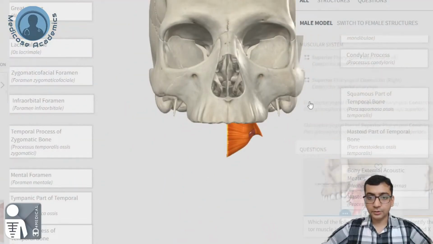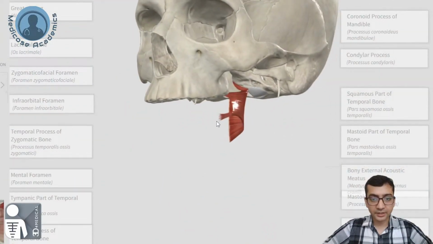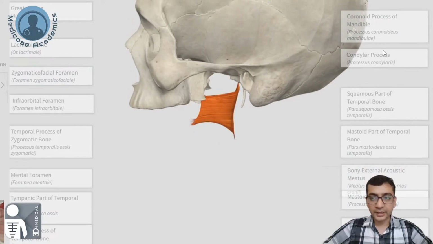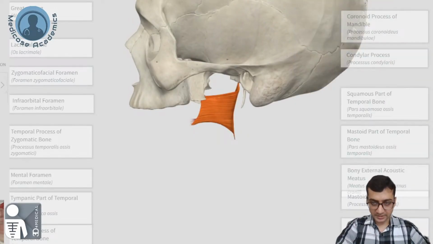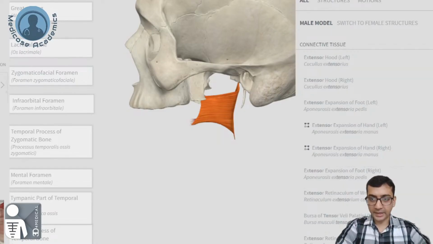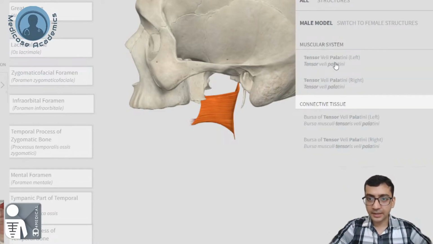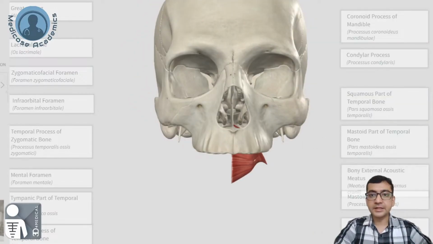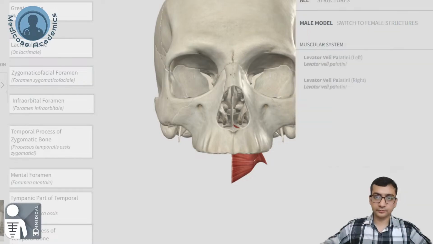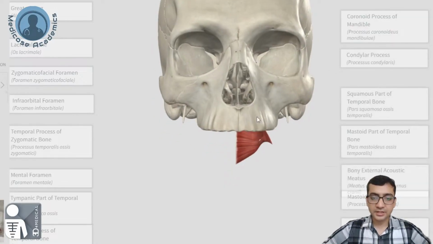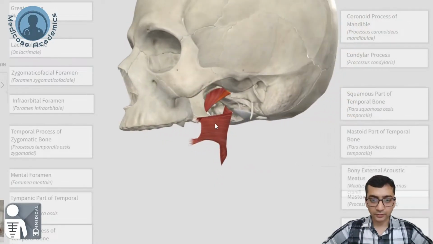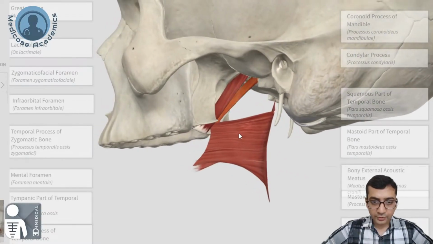I will show you right here. So the superior constrictor muscle is making the floor here. Not only that, on top of it there are two muscles, both going to the palate. There is tensor veli palatini and there is levator veli palatini. So this is all of the structures that are present in the medial aspect of the infratemporal fossa.